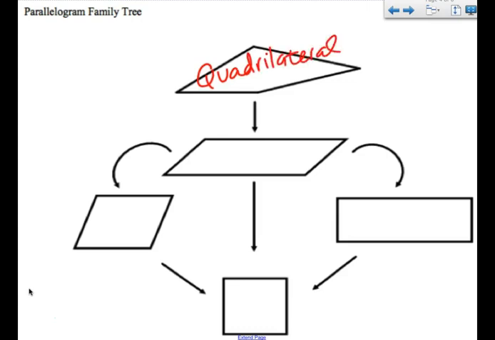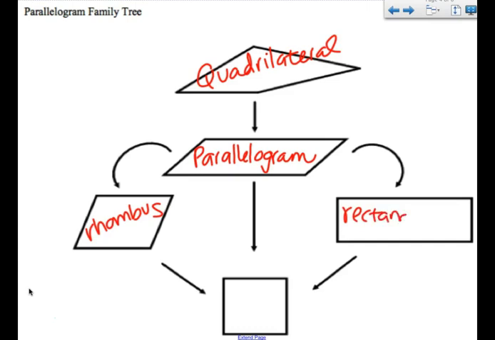So that's the most vague a shape can be, it just has to have four sides. So then the next classification could be a parallelogram. And then off of that parallelogram, we have three kind of children. On the left side, we have the rhombus. On the right side, we have the rectangle. And at the very bottom is the square. So as you get down this family tree, that's the most specific shape you can get.